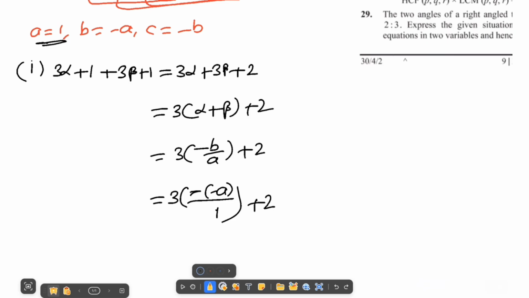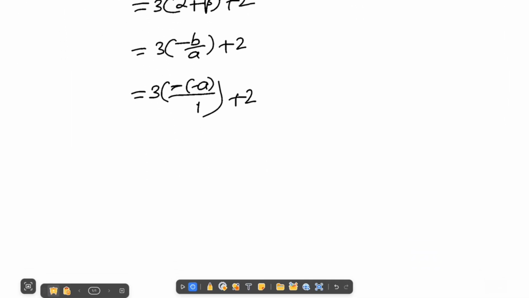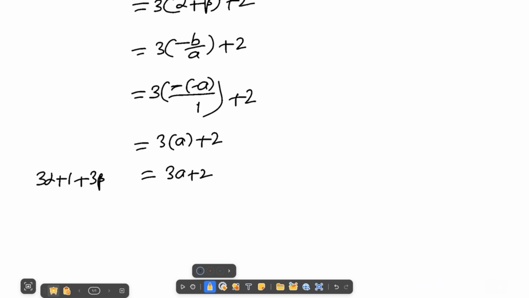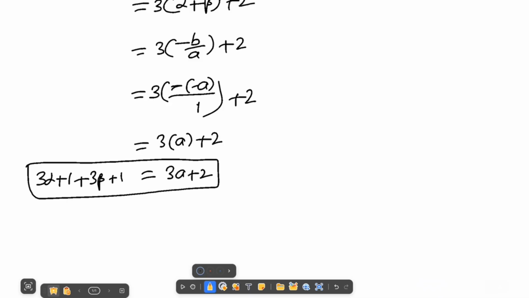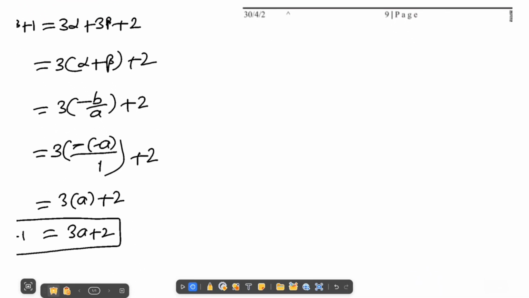So in place of b we have minus a. Therefore minus of minus a by a. So a value is 1. Now it is equal to, let's calculate, 3 into minus of minus a is plus a. So plus a by 1 is plus a only, plus 2. Now it is equal to 3a plus 2. So sum of the zeros, 3 alpha plus 1 plus 3 beta plus 1, is equal to 3a plus 2. Next let's find the product of zeros.